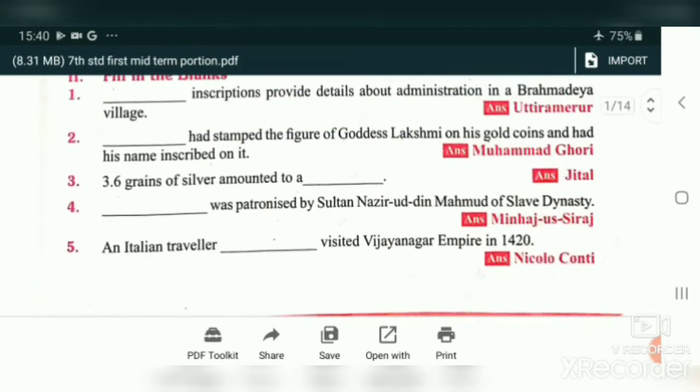Dash was patronized by Sultan Nasiruddin Muhammad of the slave dynasty: Minhaj as-Siraj. He was patronized by Nasiruddin Muhammad. An Italian traveler, his name Niccolo Conti. Italian traveler Niccolo Conti. Write this answer correctly.